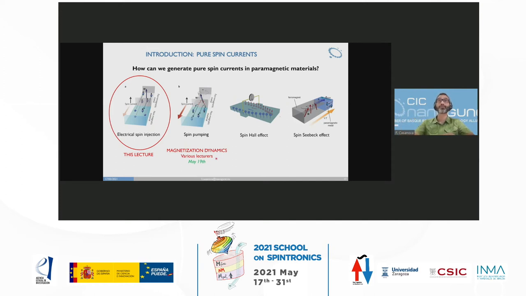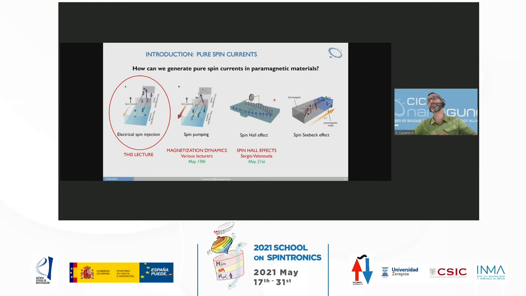Another way to create pure spin current is with the spin Hall effect. This is the only case, or one of the few cases, where you don't need a magnetic material as a spin source. The source here is the spin-orbit coupling. When you pass a charge current, you create a transverse spin current. This is going to be the main topic of the talk of Sergio Valenzuela on May 21st.